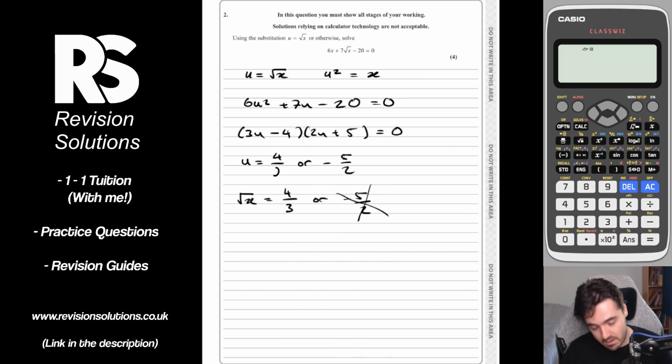If we want to solve for x now, we need to square. So if I square everything, I'd get x equals 16 over 9. Sorry, not 14, 16 over 9.